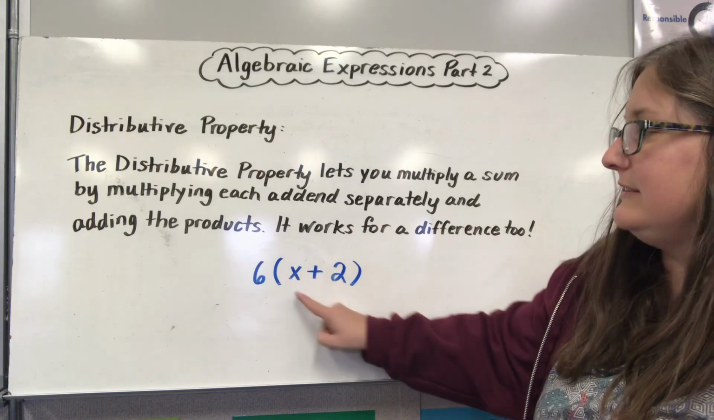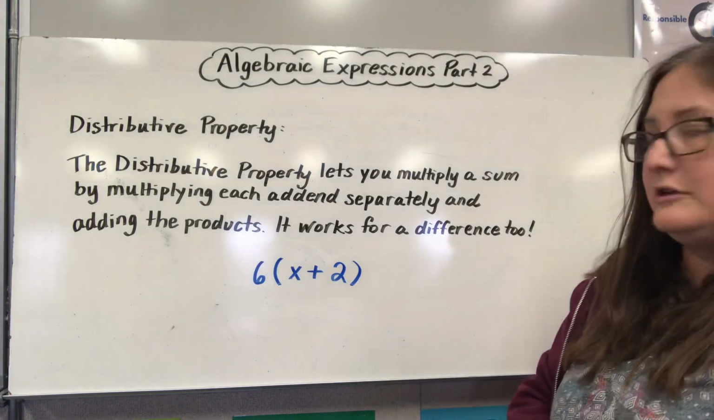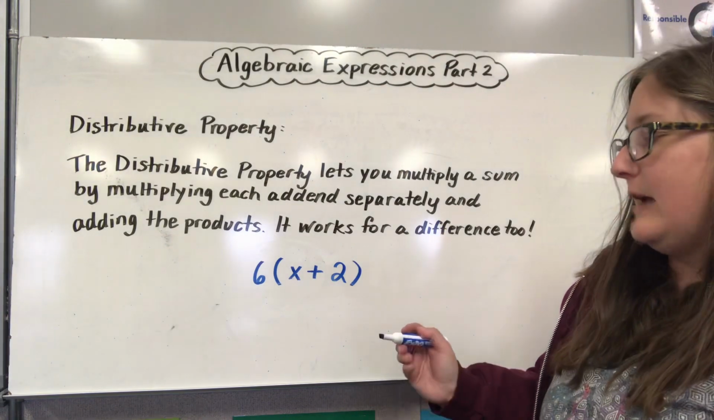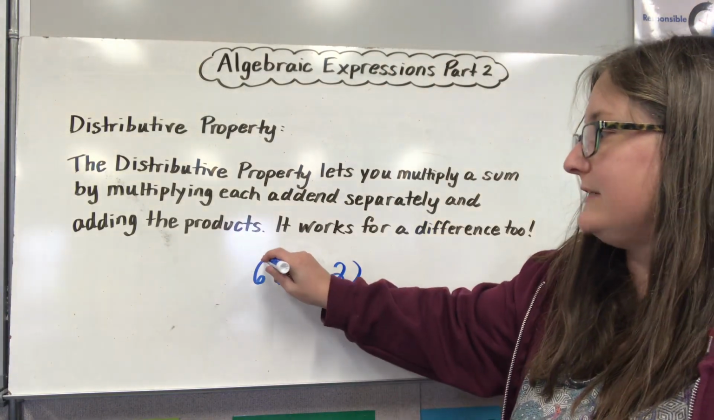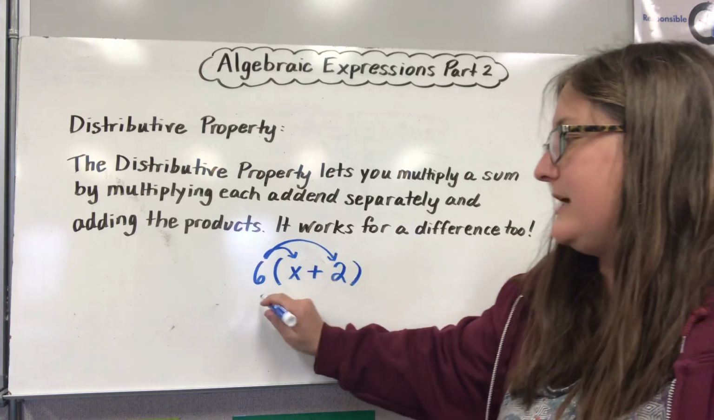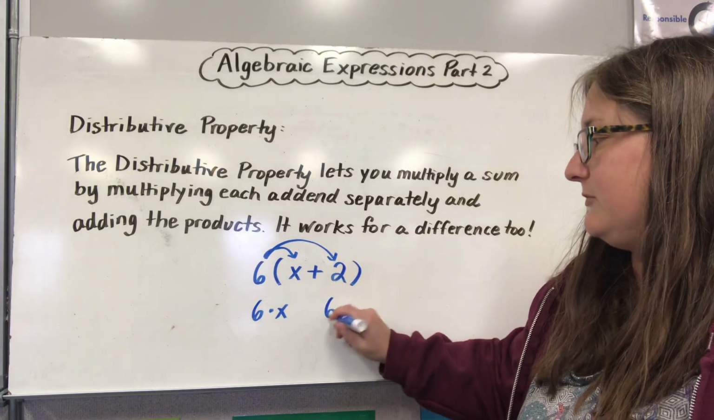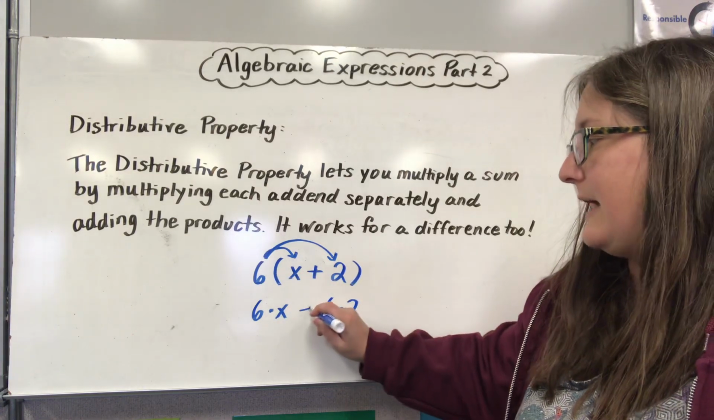And instead of adding these together, especially since I don't know the value of x here, I'm going to use the distributive property, and I'm going to take 6 and multiply it separately by each addend. So first I'm going to multiply 6 times x, and then I'm going to multiply 6 times 2, and I'm going to add them together.